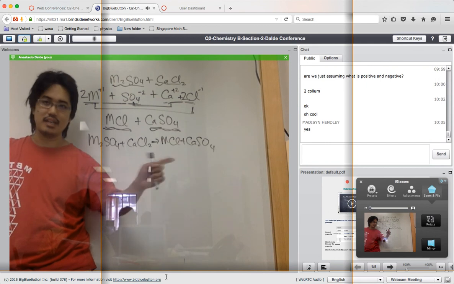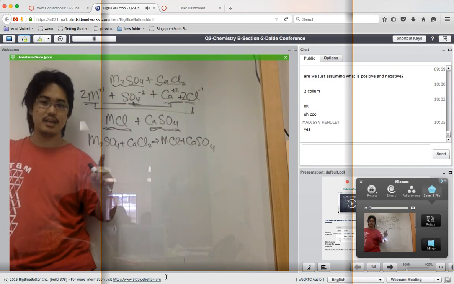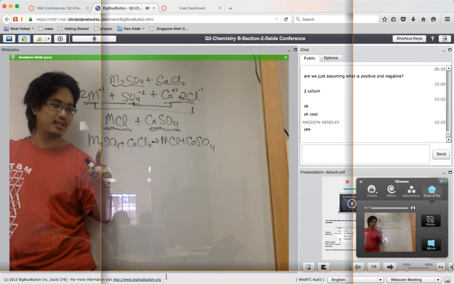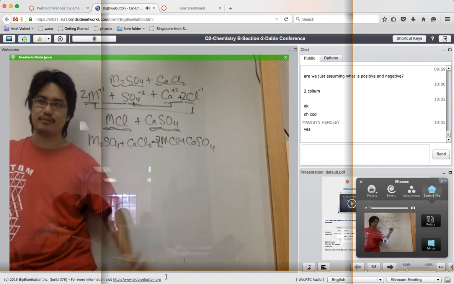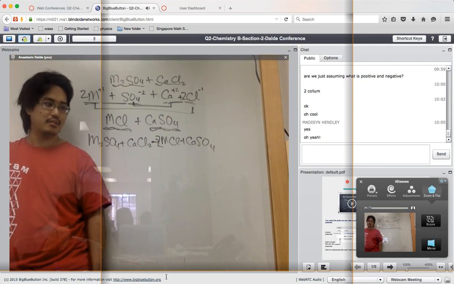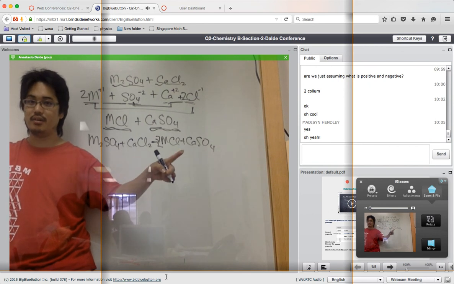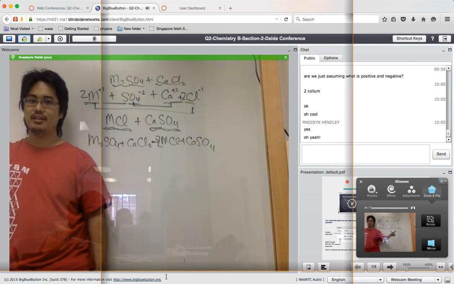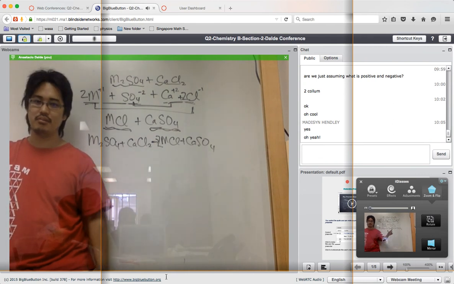There's not the same amount of stuff on either side. One side has 2 M's, and the other side only has 1 M. So I'm going to have to put a coefficient of 2 out in front here. We cool with that? But that takes care of things because this side also had 2 chlorines, and this side only has 1 chlorine. So that 2 out in front saved my butt. We cool?